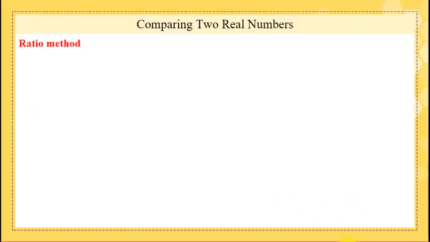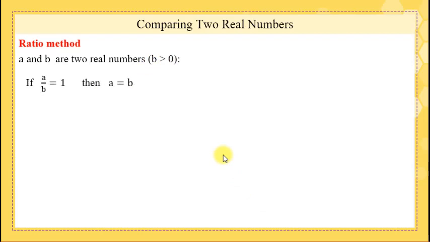Now we will start with the ratio method. A and B are two numbers where B is greater than 0. If A over B equals 1, then A equals B. If A over B is greater than 1, then A is greater than B. If A over B is less than 1, then A is less than B. Notice here, we compare the result of the division between A and B with 1, while in the difference method, we compare the result with 0.